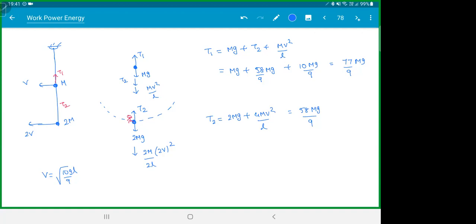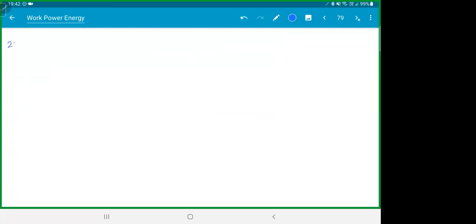Clear with this? Any steps not clear, please ask. Next one. Let's see one more. Let's do an easy one.